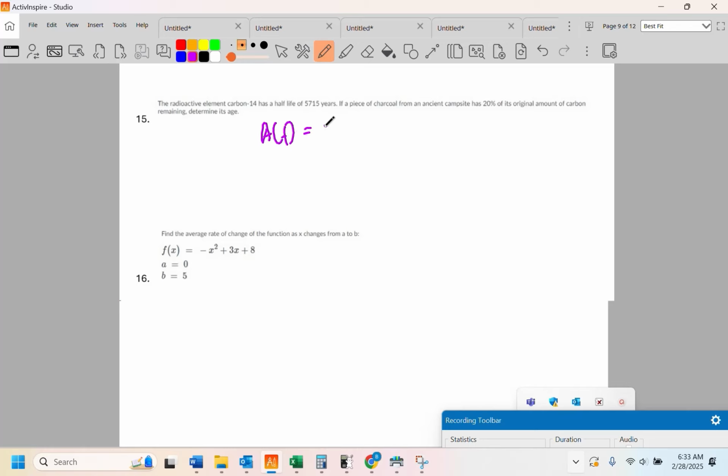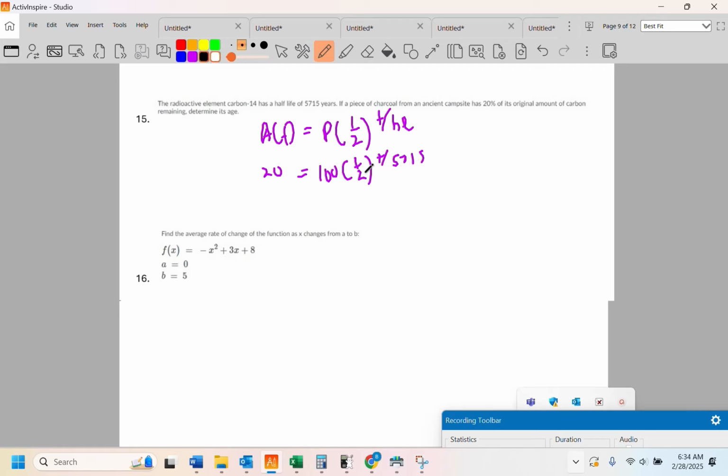So your half-life formula is the principal times 1/2 to the T over half-life. That's the formula. They don't give it to you either. You have to know it. The principal here would just be 100%, and it would equal 20% after some time has passed. The amount after time becomes 20%. The principal is 100. We have our 1/2. We have our time, which is unknown, over the half-life of 5,715 years.